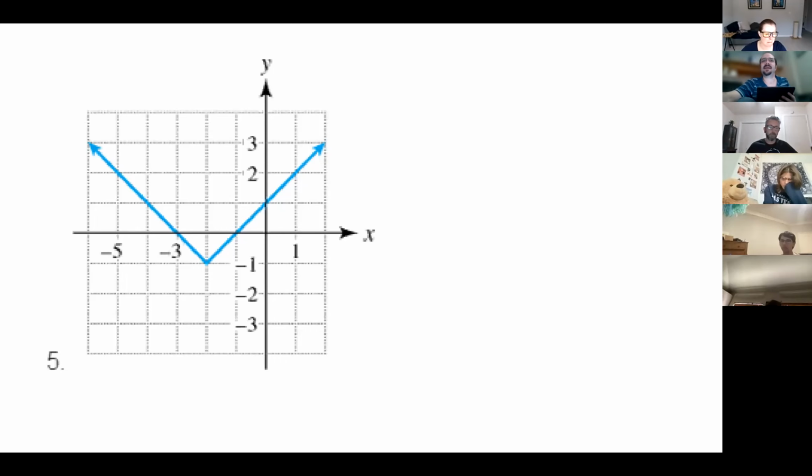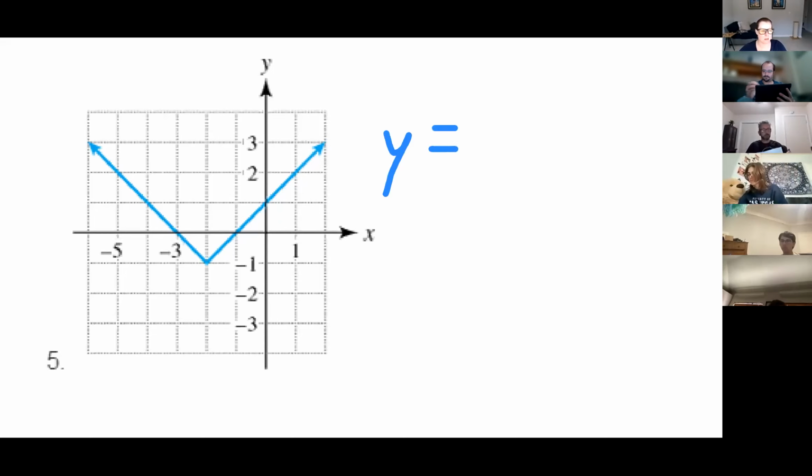Who's next? Kayla? What would you say the parent function of this thing is? Y equals, I forgot what it's called, the lines. The lines, yes. Absolute value, right?